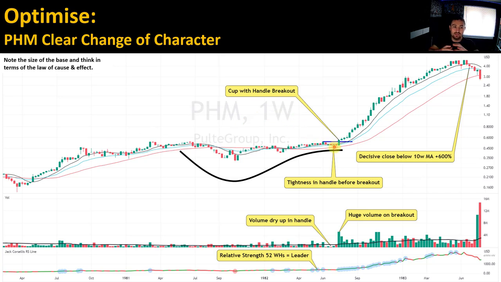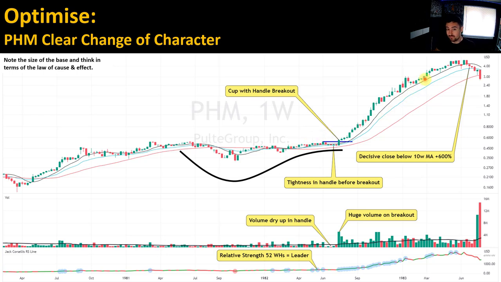Why is that then significant? Why is the law of cause and effect important? Because it allows large operators more time to accumulate their position, absorb the weak hands, and then the stock powers out here. So this is the point that when you're right, you want to be right in a big way. You want to try and optimize the profit. So having sell rules around that to then try and sit in positions.